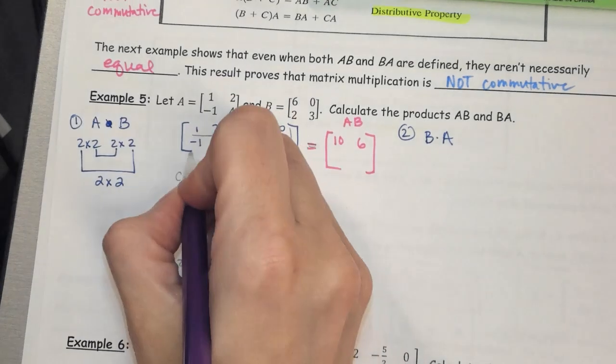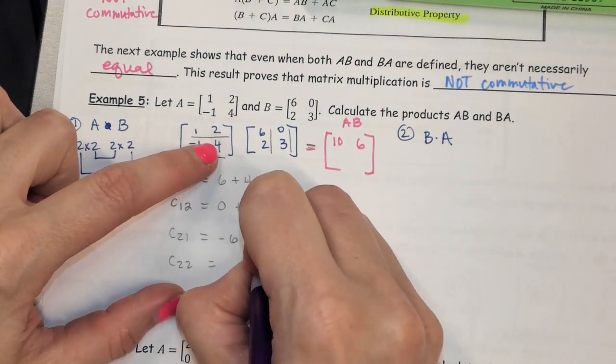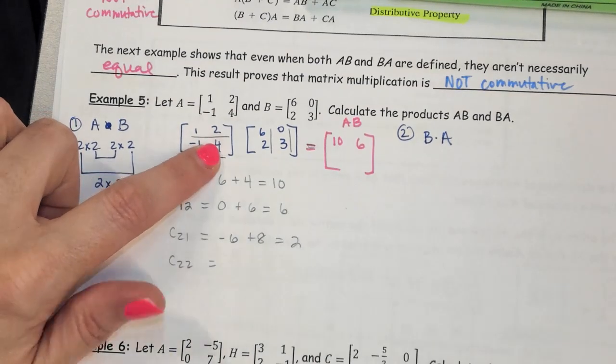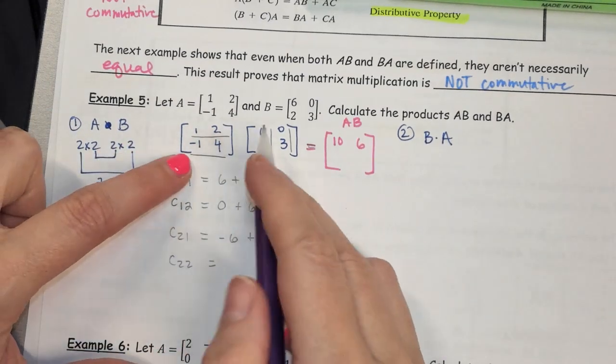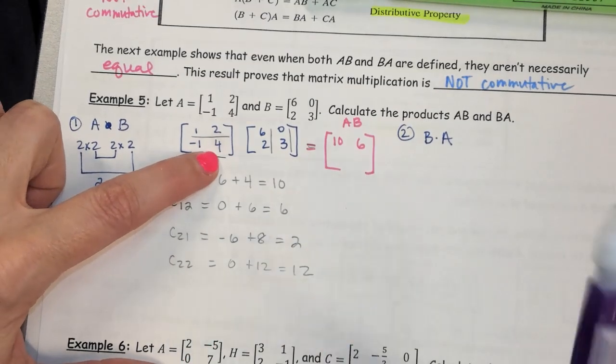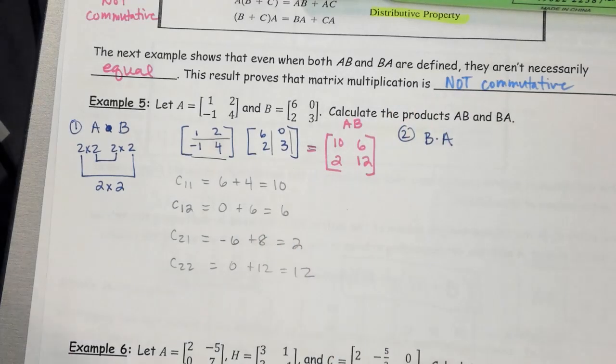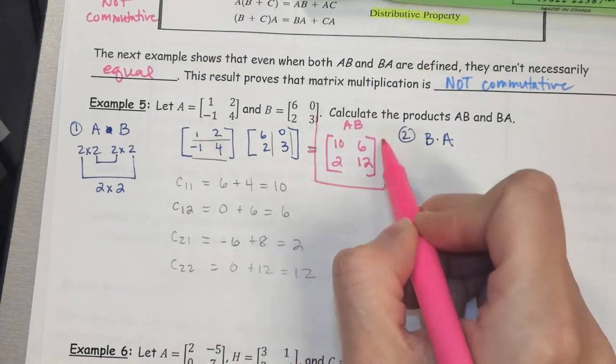So when you're doing the second one, it's negative 1 times 6, which is negative 6. 4 times 2 is 8, so we should get 2. And then negative 1 times 0 is 0. 4 times 3 is 12, so we should get 12. Okay, so then this is your final answer. Okay, for AB.